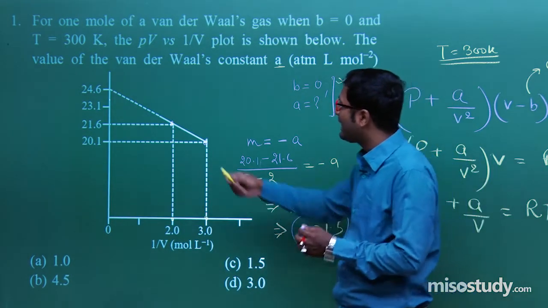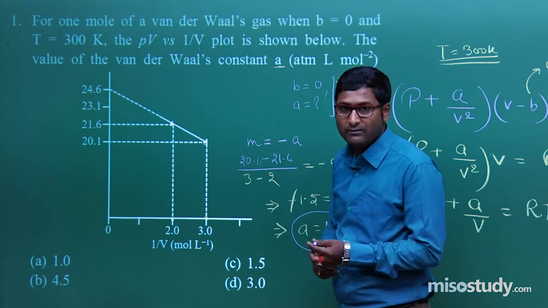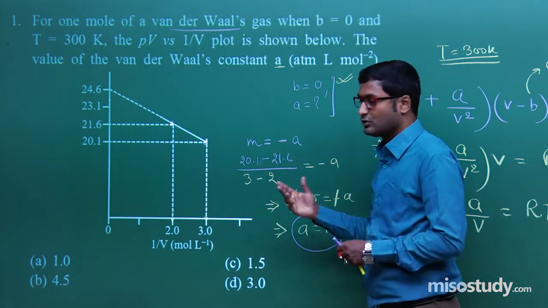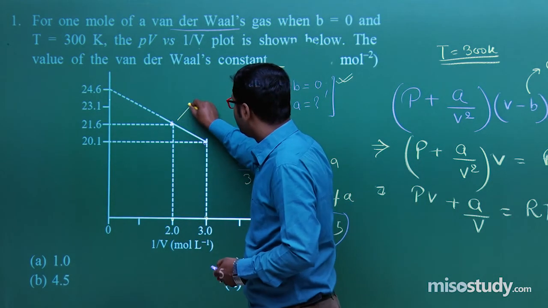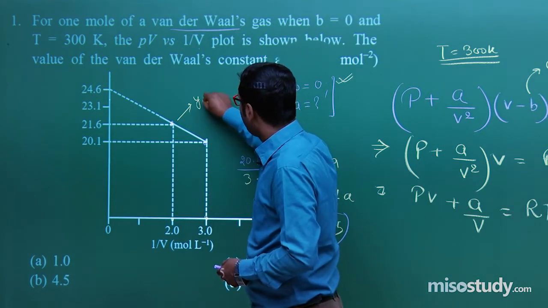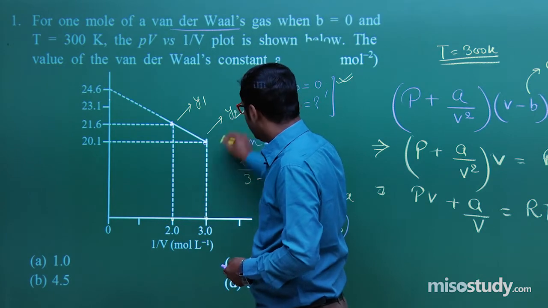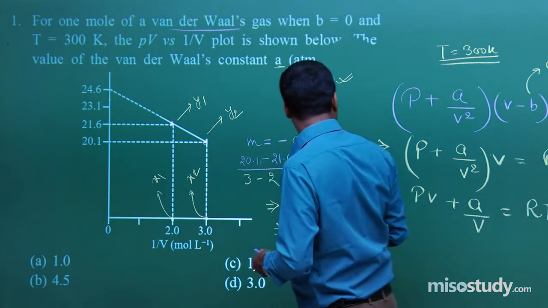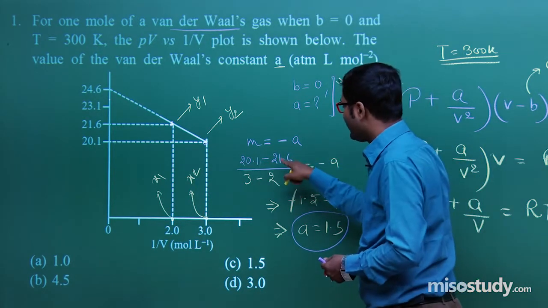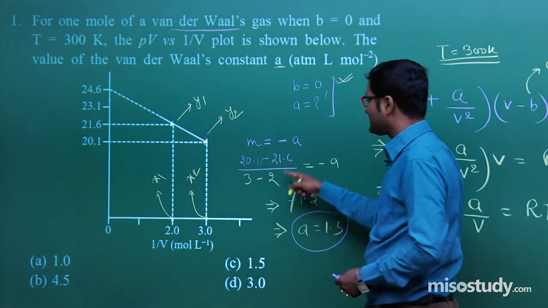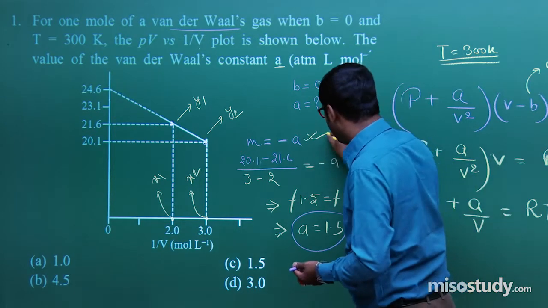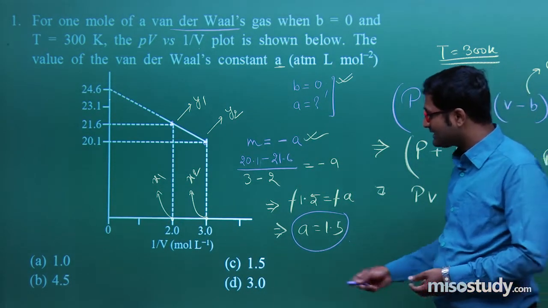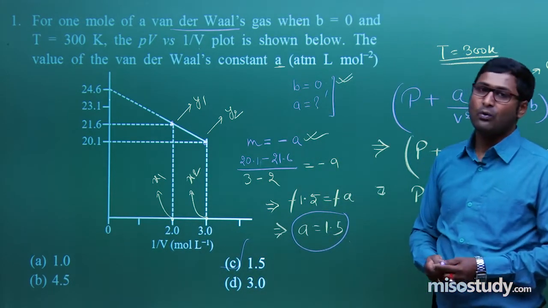Read the question carefully. The graph is PV versus 1 by V. Then this is the van der Waals gas equation. So put the values. This one is y1, this one is y2, this one is x2, and this one is x1. Do you remember this formula? y2 minus y1 upon x2 minus x1 equal to m. Here m is equal to minus A. So now tell me what is the option in this case. In this case the option is C, that is 1.5.